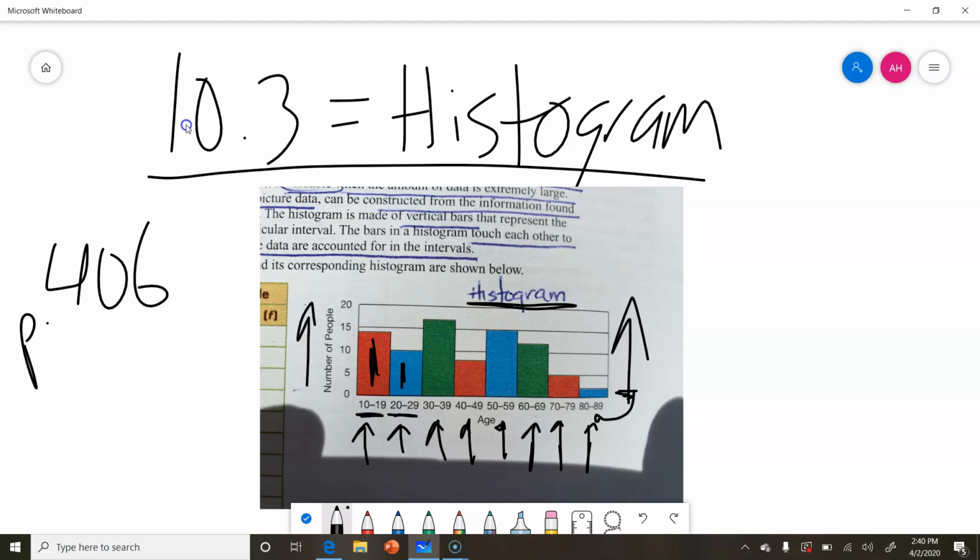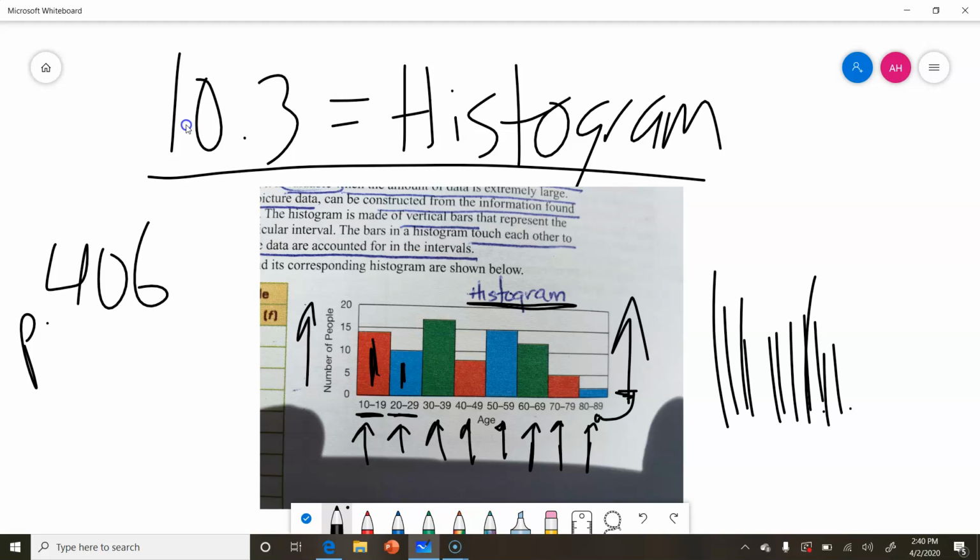When we have so many numbers, we don't want to have each one, right? What if each one of these, each year, had its own line? It'd just keep going on and on and on, right? If it was 10 years old through 89.